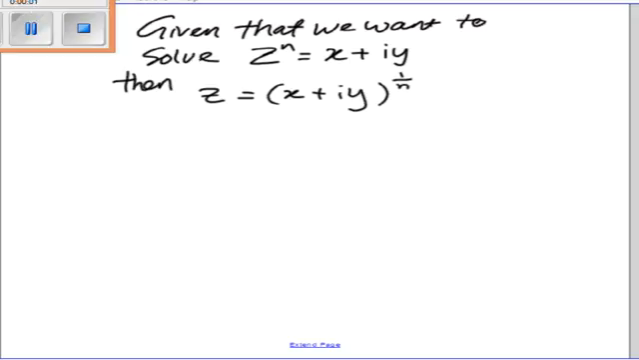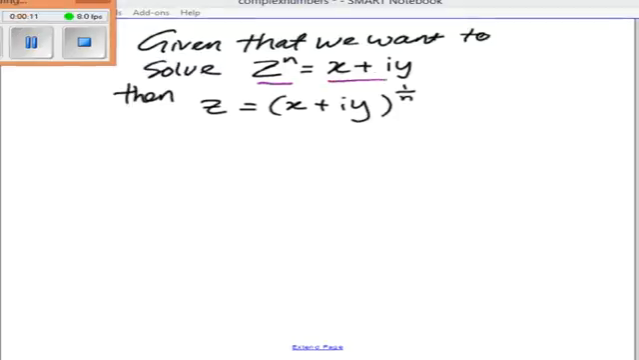If we want to solve a complex equation, z to the power of n equal to a complex number, then we can use this particular method. We can rewrite this equation as z is equal to (x plus iy) to the power of 1 over n. Here we want to use De Moivre's theorem. In order to use De Moivre's theorem, we're going to do a few things.